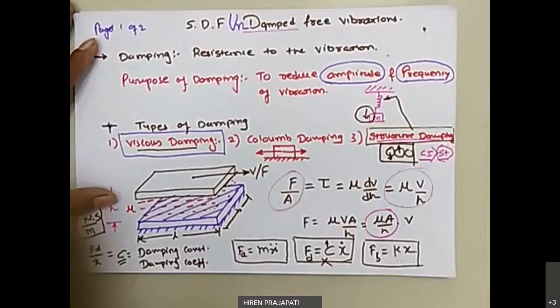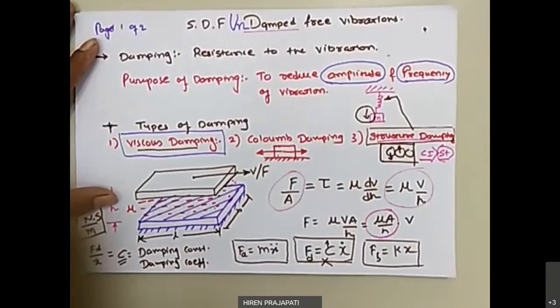But the structural damping is very small compared to viscous and Coulomb damping. Viscous and Coulomb damping are generally provided as external damping, so their magnitude is way larger compared to structural damping. So in common problems, we generally ignore structural damping because it is very small, right? In this course, we'll be discussing more about viscous damping.